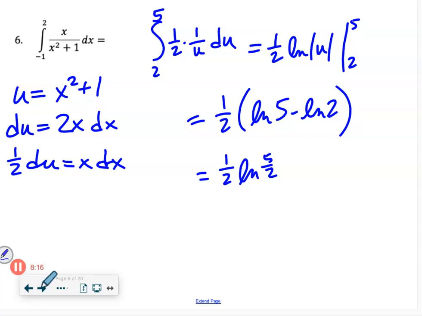Isn't that the same as arctangent? No, because there's an x on top. If there's a number on top, yes, it's arctan.